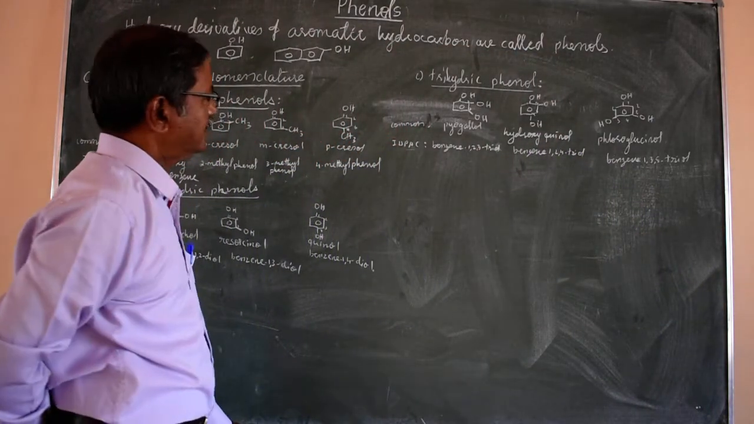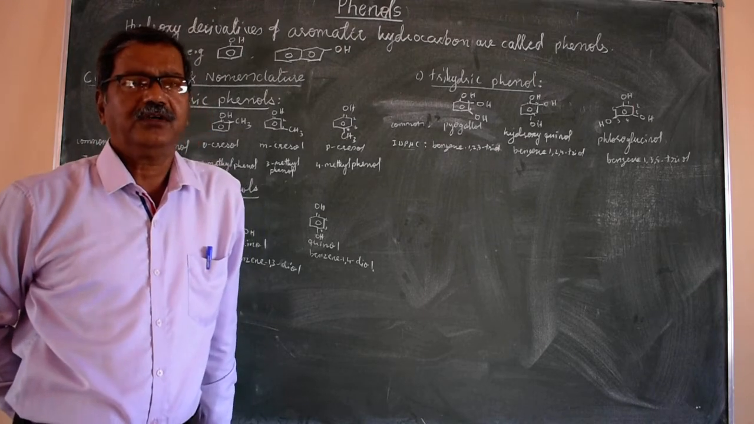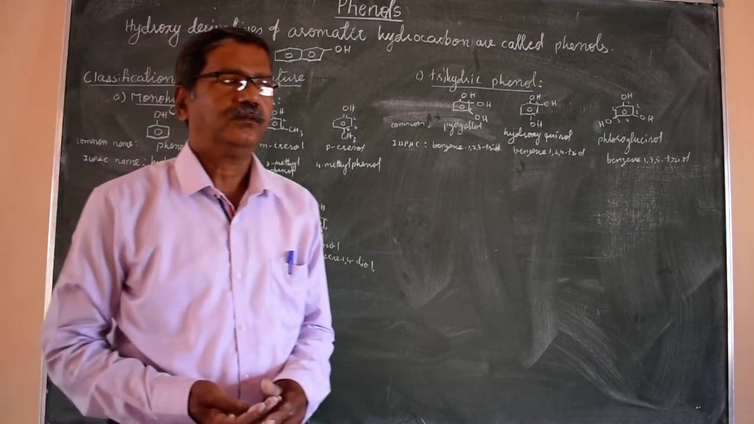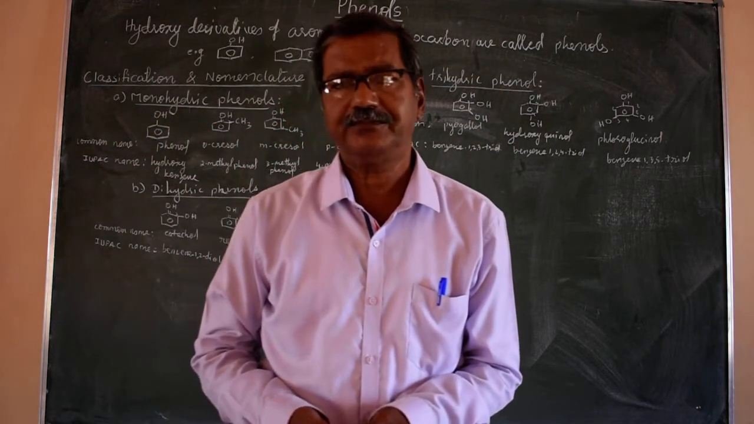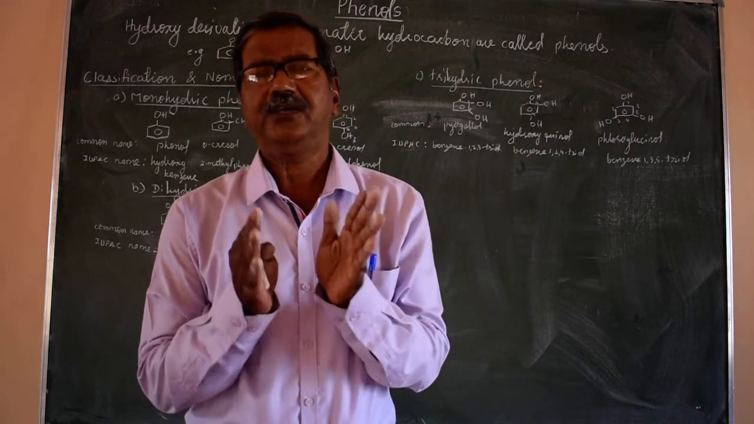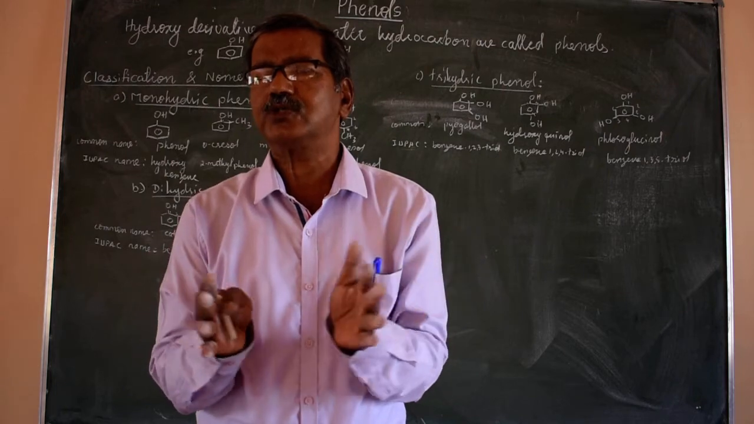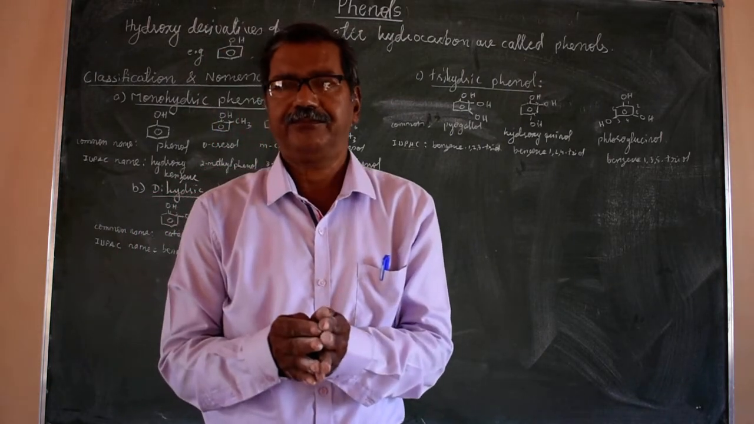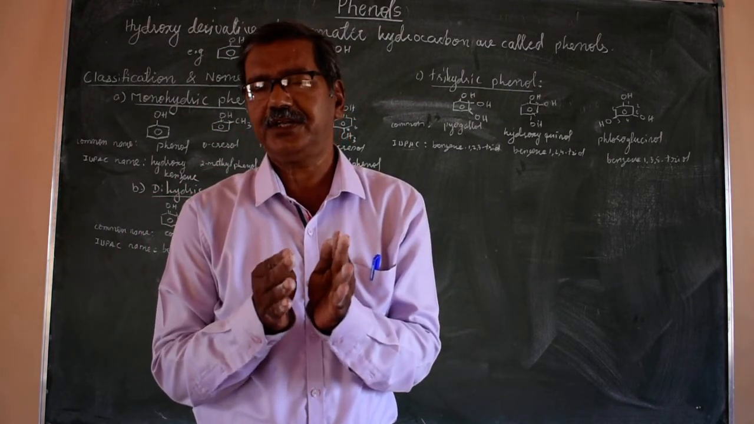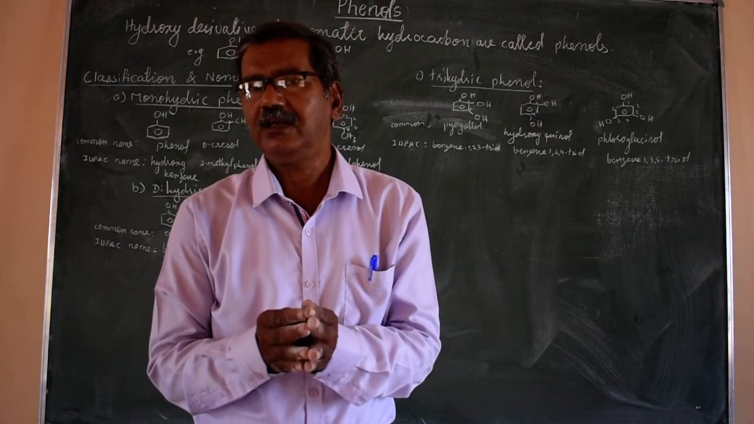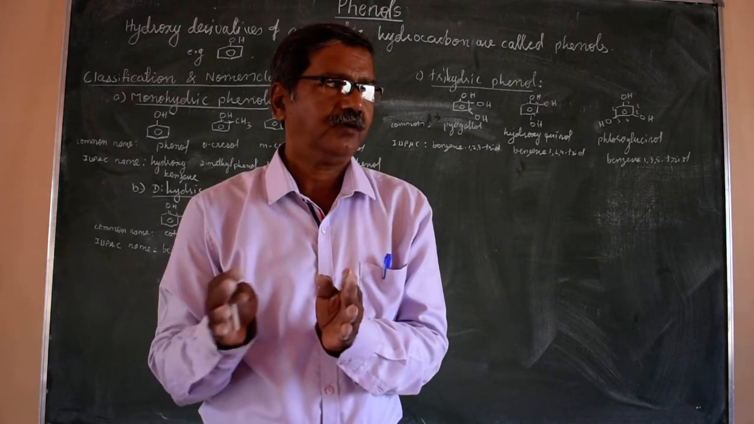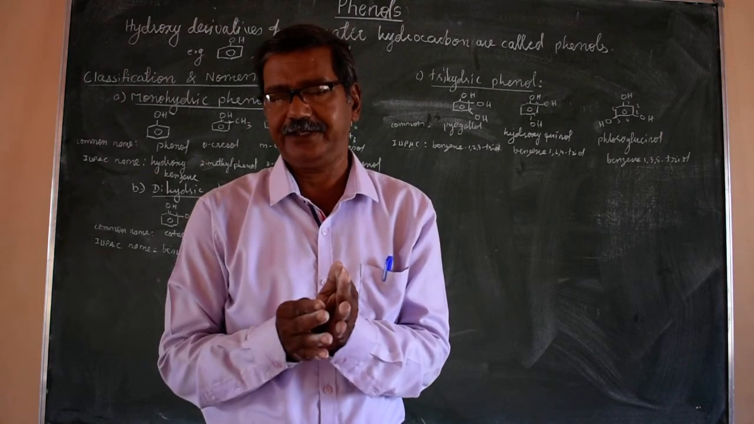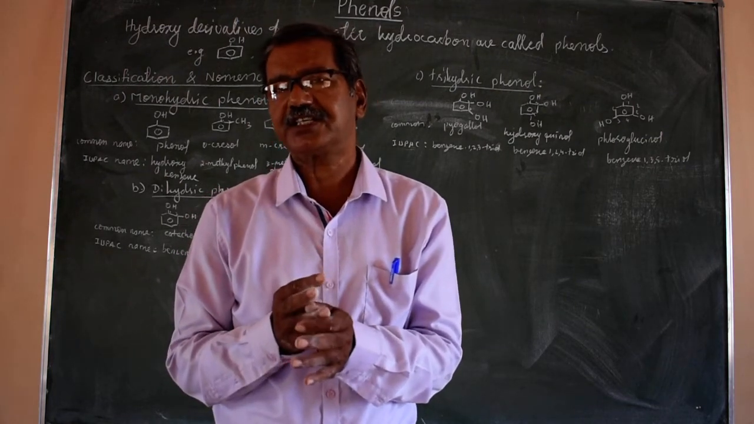Well, after classification and nomenclature, let us study the preparation of phenols. Like in alcohols, we have different methods for phenols also. One is simply by using chlorobenzene. That method is called Dow's process. Chlorobenzene is heated to about 623 Kelvin to 653 Kelvin under a pressure of about 300 atmospheres with NaOH, which gives sodium phenoxide. Then on acidification it gives the phenol.